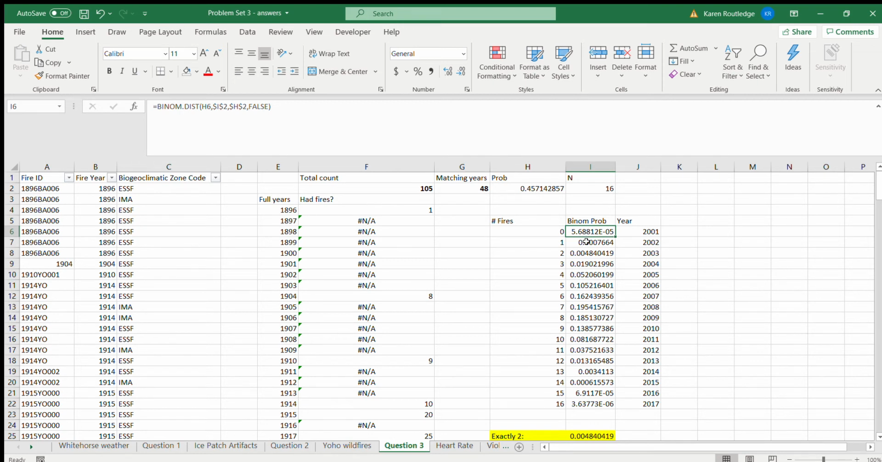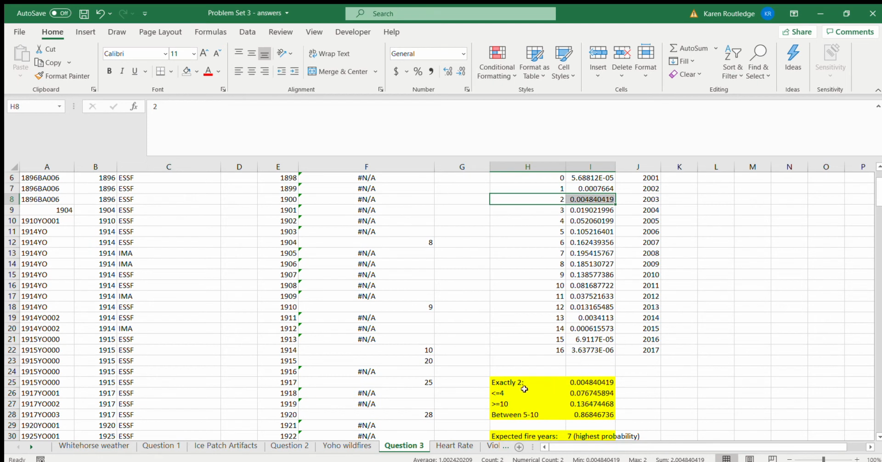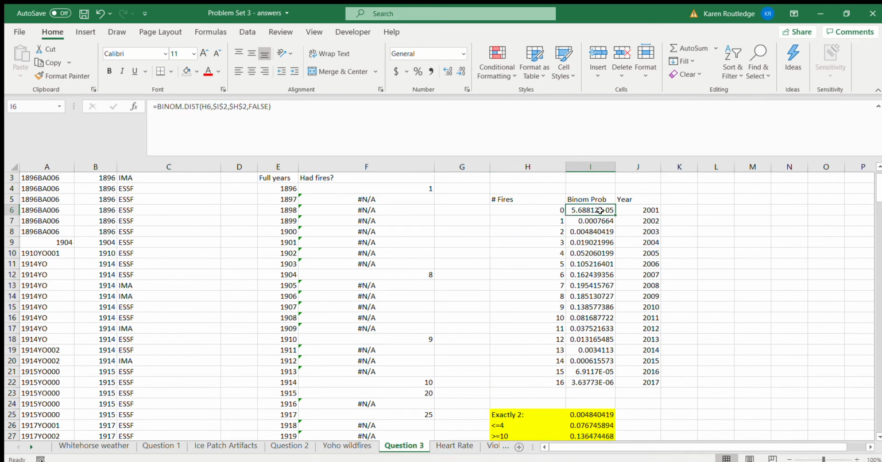And we can see how those numbers change. It's the same equation. We're just changing the number of successes, the number of fires we could have in each year. So for this particular question of exactly 2 fires, we can pick it straight out of the table and see that it is a small number. The probability of less than or equal to 4 is the probability of 0 plus the probability of 1, 2, 3, and 4. If we add all of those up, that is the probability of less than or equal to 4. It says 0.076 and our sum is 0.076.